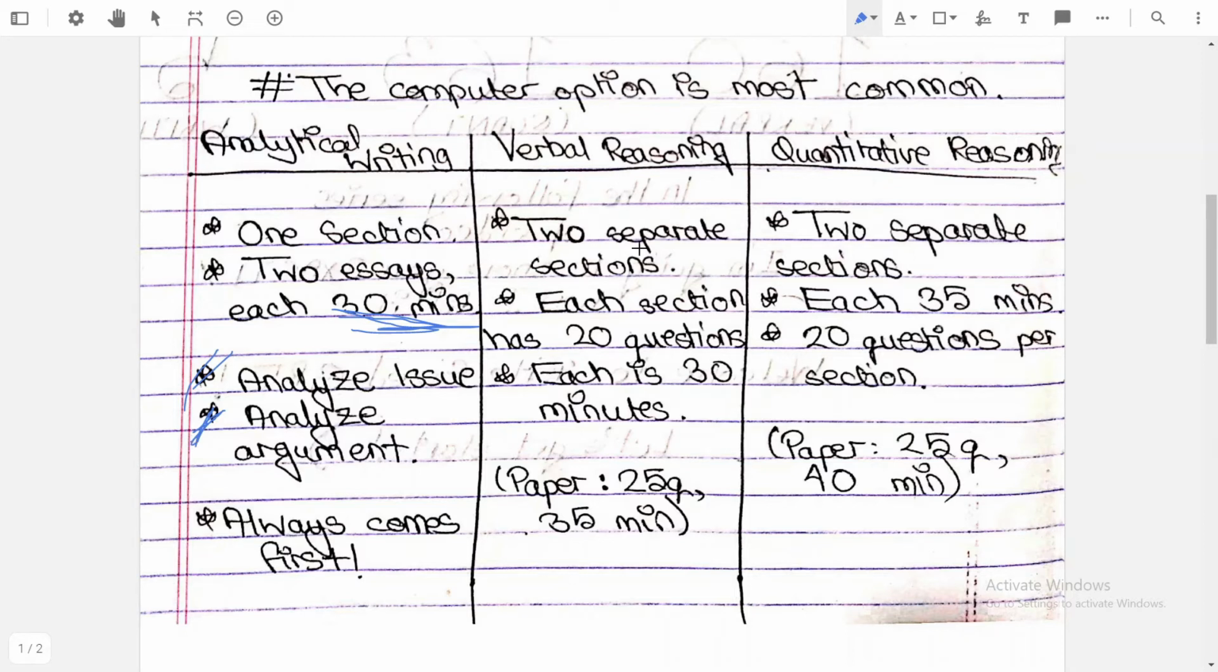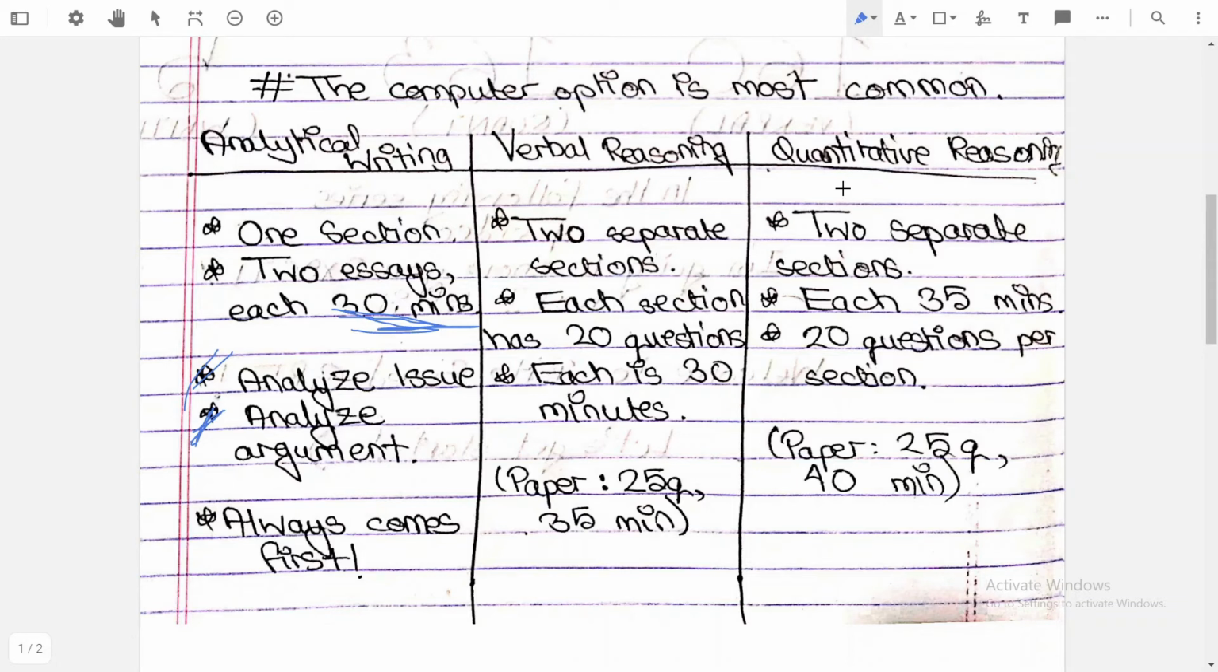So next is verbal reasoning. So this is basically your reading comprehensions, your text completions, grammar checking, all of the English related stuff is in the verbal reasoning section. So you're going to have basically 2 separate sections of verbal reasoning. Each is going to have 20 questions, and they're going to be 30 minutes each. So in the computer delivered exam you're going to have 20 questions, but in the paper delivered exam you're going to have 25 questions with 35 minutes per section.